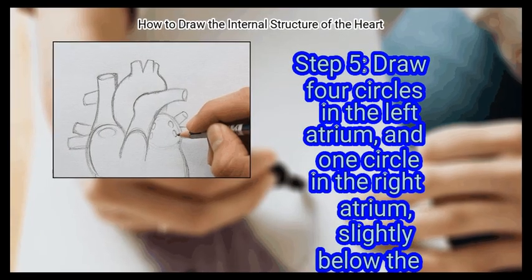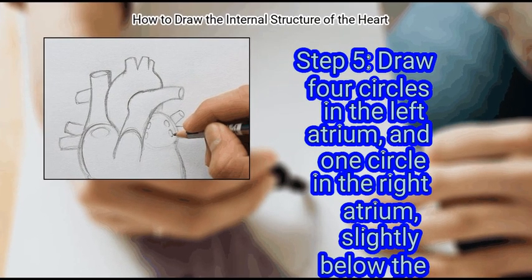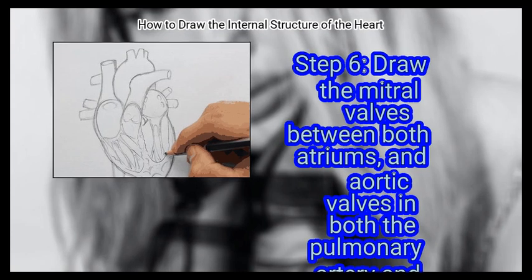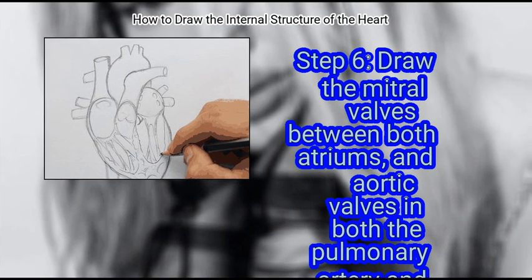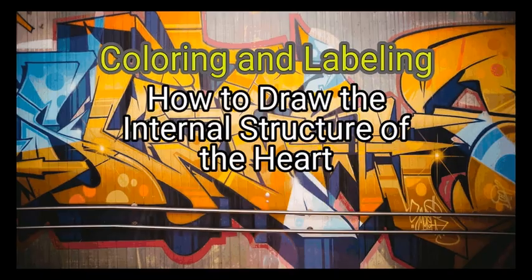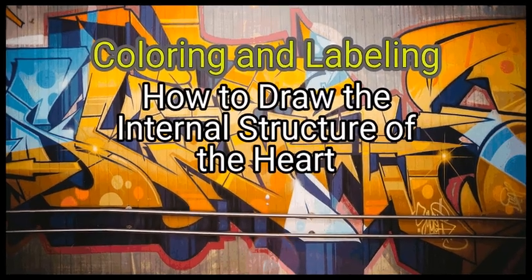Step 5. Draw 4 circles in the left atrium, and 1 circle in the right atrium, slightly below the superior vena cava. Finally, draw the mitral valves between both atriums, and aortic valves in both the pulmonary artery and the aorta. Method 3. Coloring and labeling.